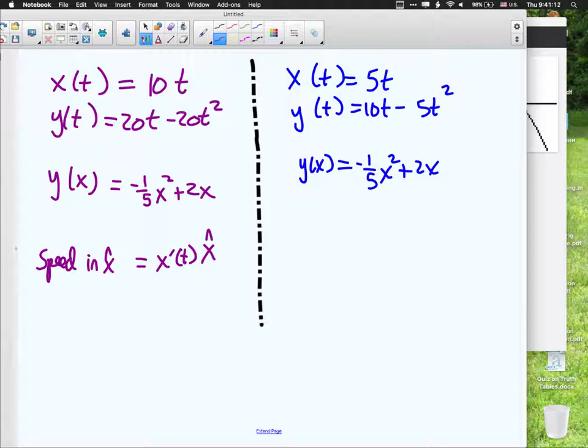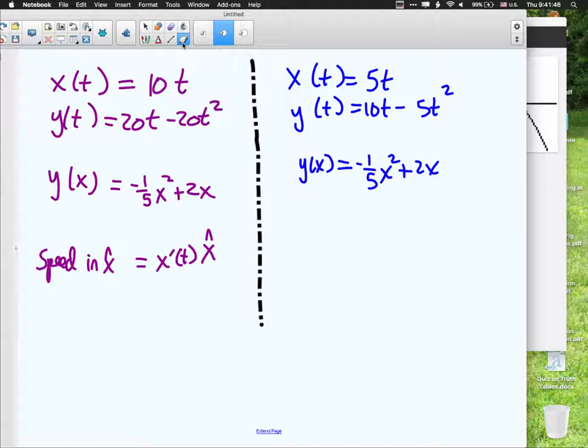Okay, so the speed in the x direction times this magic vector x hat. It's just something that points in the x direction. You can ignore the x hat part for now. But we're going to develop a different terminology and way of expressing it. So far, let's just look at speed in the x direction.